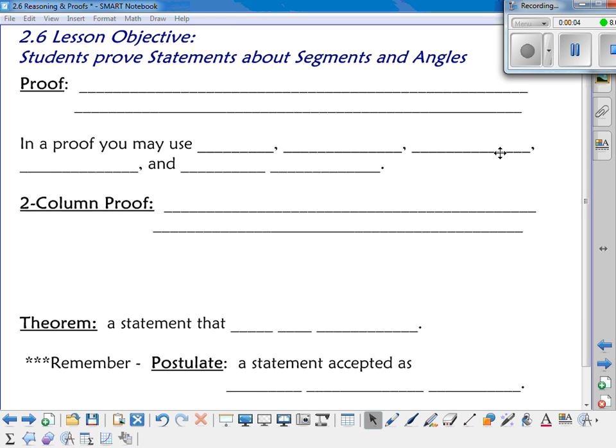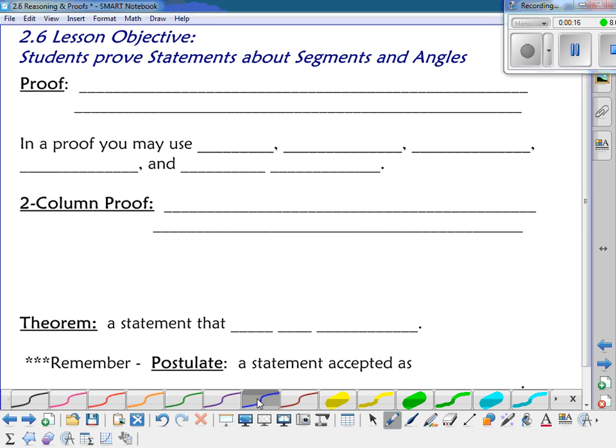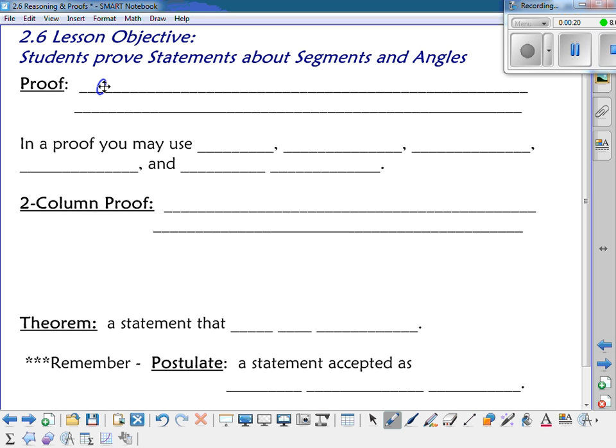This lesson objective is students prove statements about segments and angles. So, in order to prove statements, we're going to use proofs. And what is a proof? A proof is a logical argument that shows a statement is true.